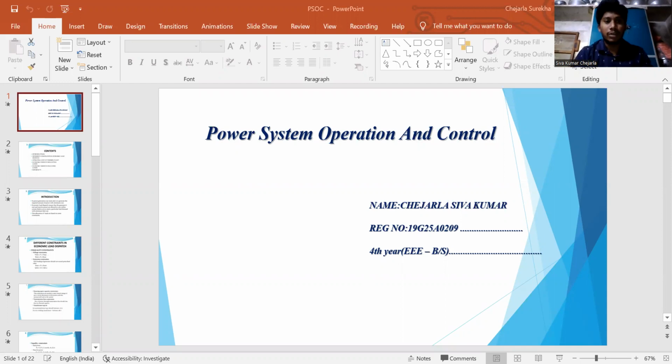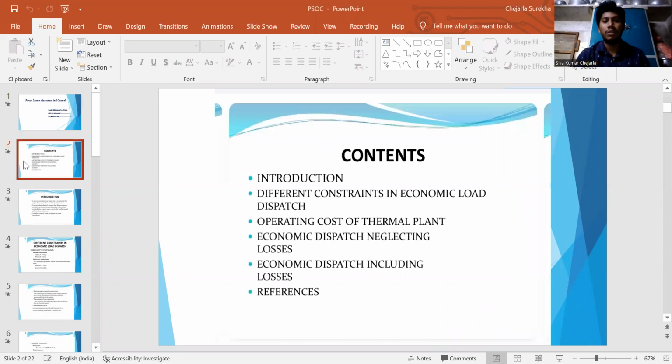Today we discuss a topic in power system operation. The main topic is economic load dispatch. The contents of economic load dispatch are: different constraints in economic load dispatch, operating cost of the thermal plant, economic dispatch neglecting losses, and economic dispatch including losses, followed by references.